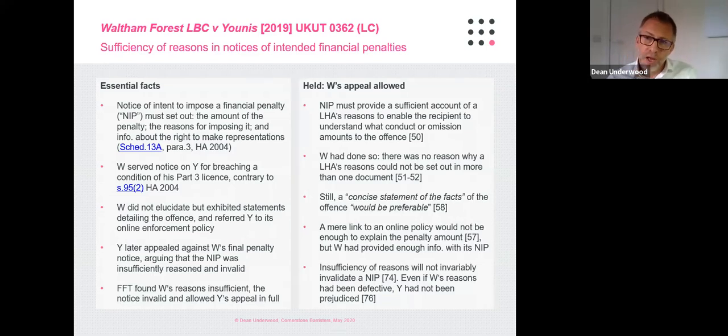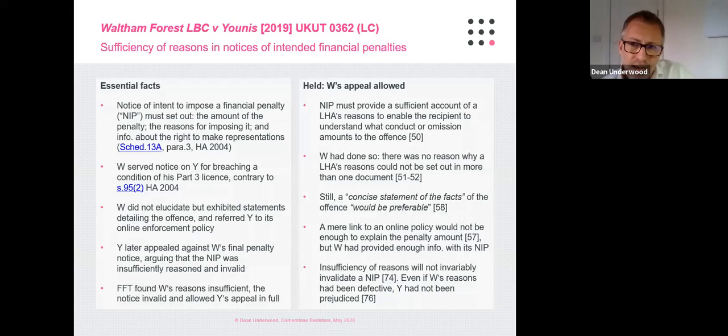Importantly, however, and perhaps the most important part of this decision, the Upper Tribunal held that an insufficiency of reasons will not necessarily invalidate a notice of intent. And in that regard, among other authorities, it referred to the case of Nash and Birmingham Crown Court. Have a read of it. There's a link to it in this presentation.